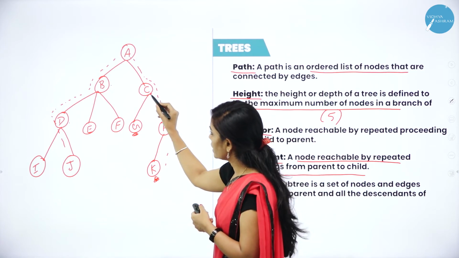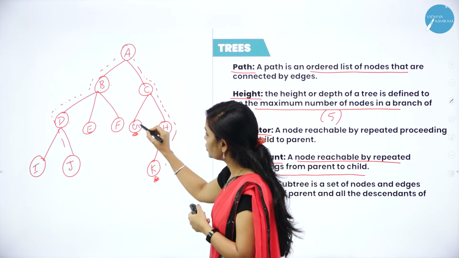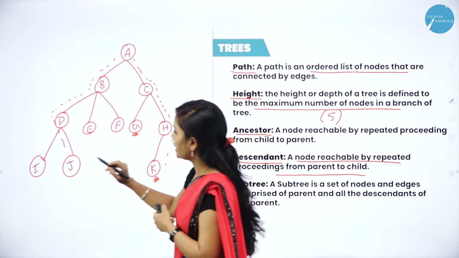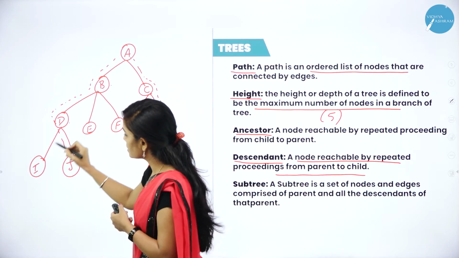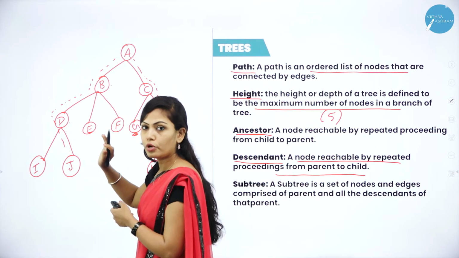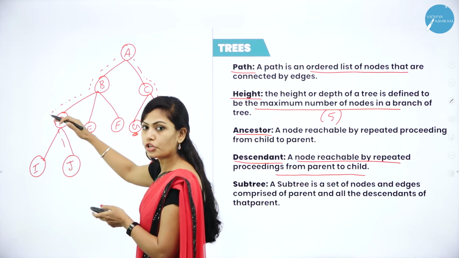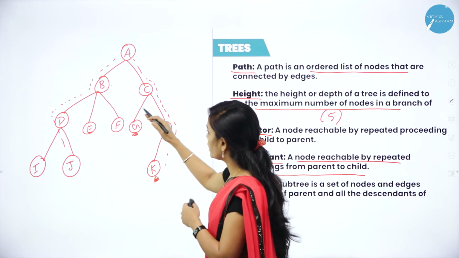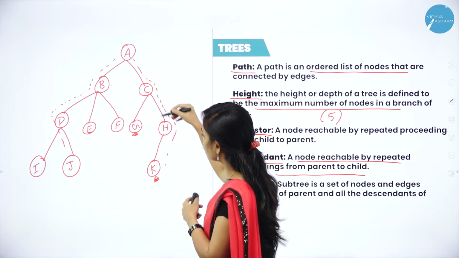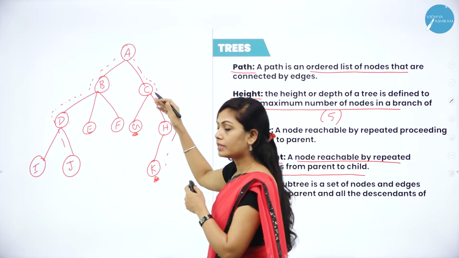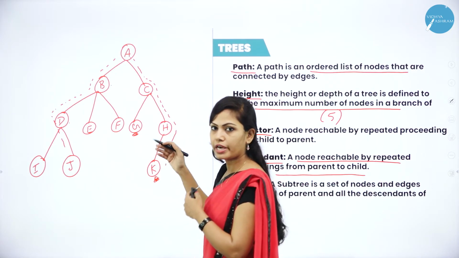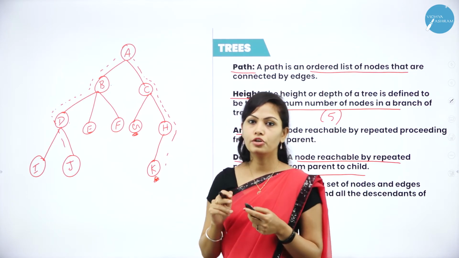Example, for C, descendant nodes are G, H and K, and for D, descendant nodes are I and J. You only need to consider successor nodes, not predecessor nodes. So, only consider the successor nodes from that node down to the leaf nodes. We can call it a descendant node.